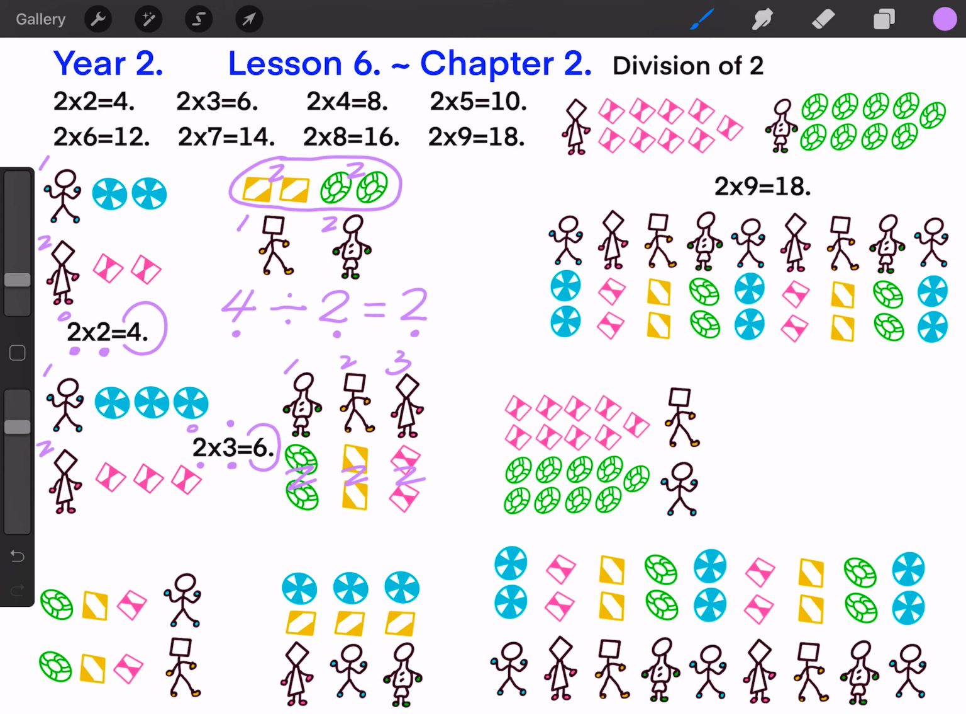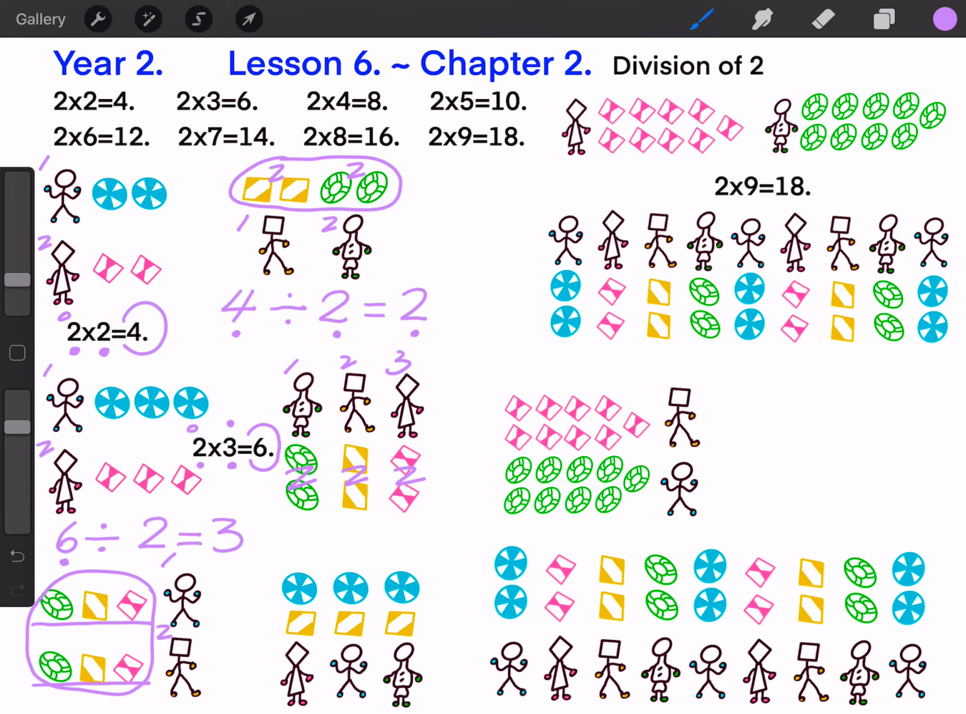All right, reversely, we have 6 candies. If we want to distribute these 6 candies between 2 kids, each kid will get 3 candies. That's 6 divided by 2 equals 3.